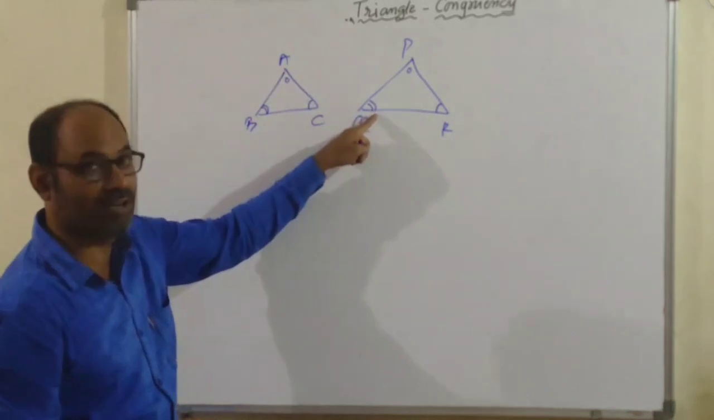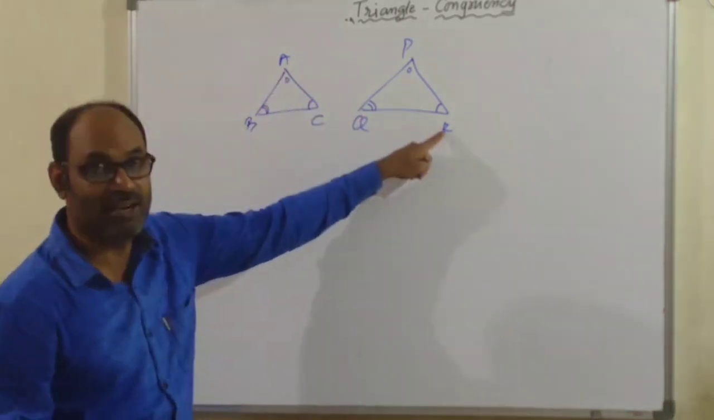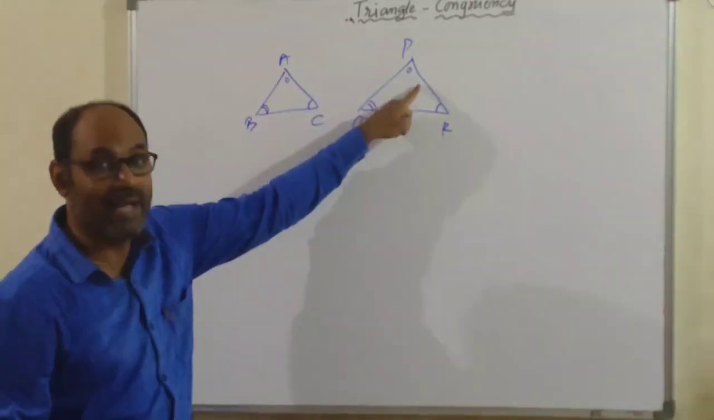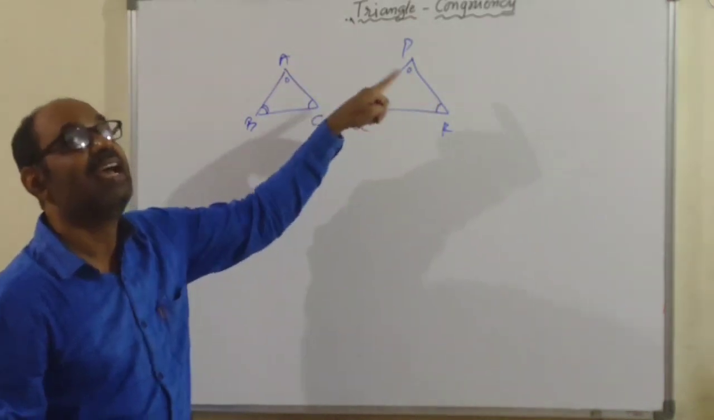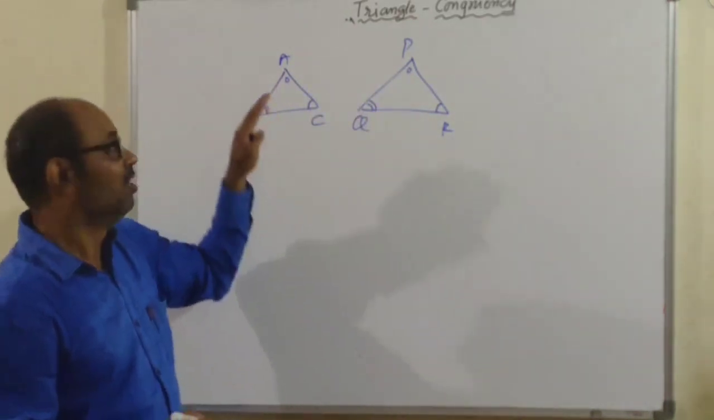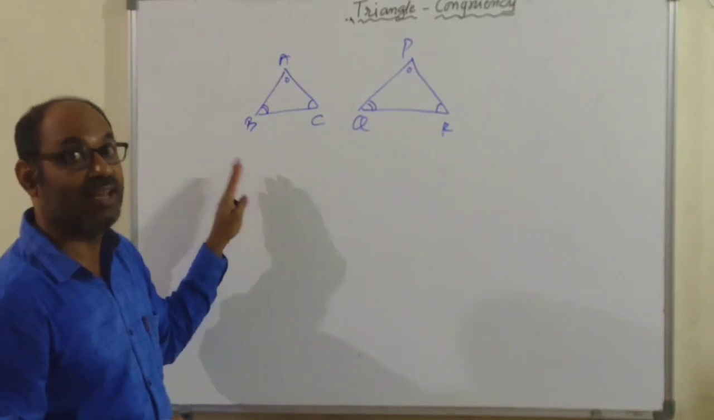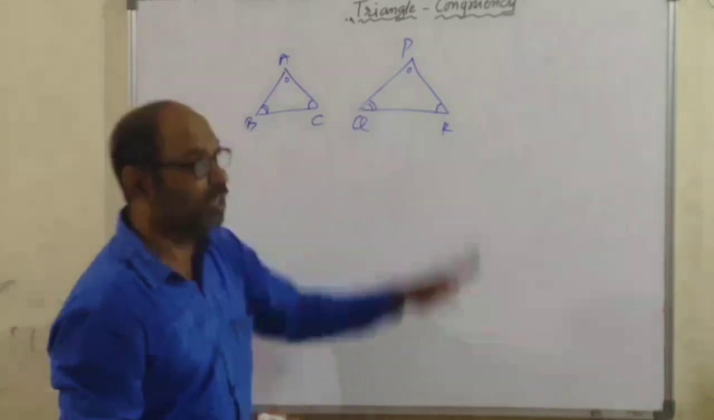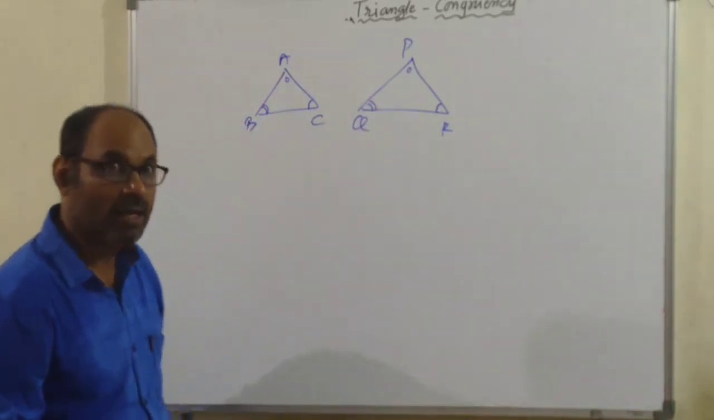I cannot say angle A is congruent to angle Q. They are not congruent. Angle A is congruent to angle P only. So, we have to say A and P are corresponding angles. So, all the three angles of the first triangle are congruent or equal to corresponding angles of the other triangle.